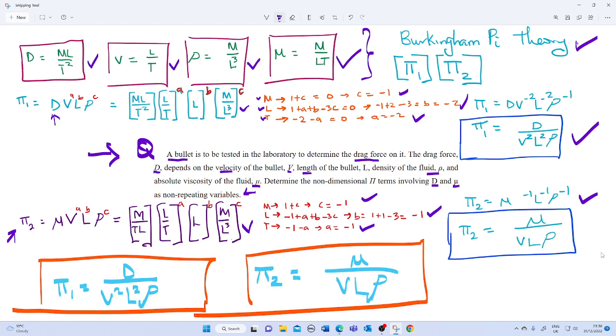So therefore, our two pi terms become pi 1 equals D over V squared L squared rho, and our pi 2 equals mu over V L rho. Thank you very much.